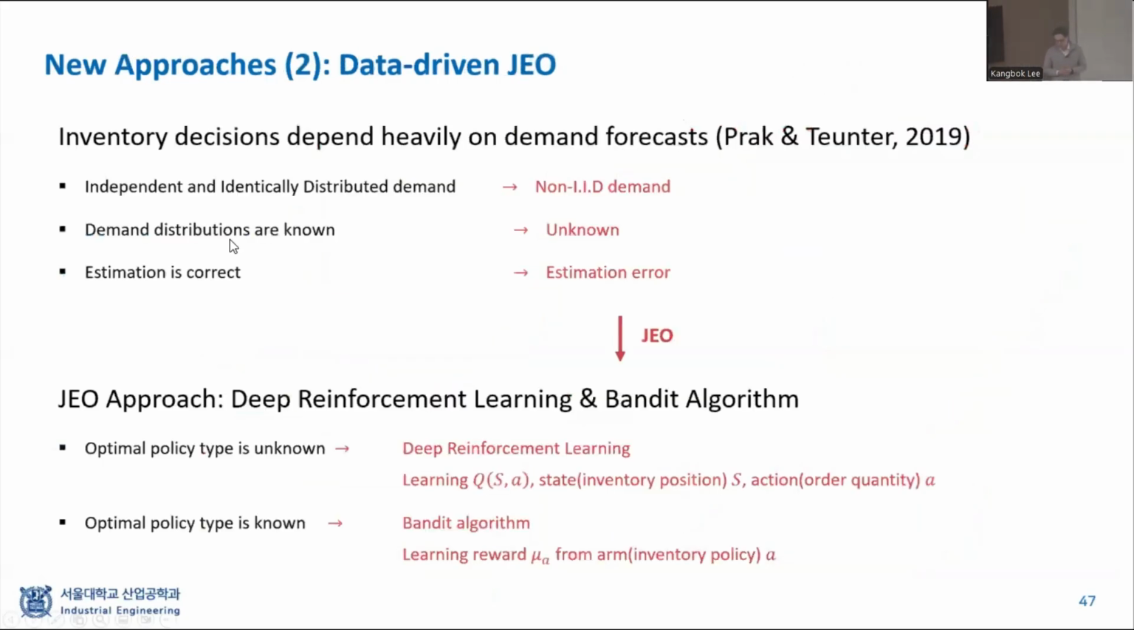Now let's revisit the same problem with a different approach, by the joint estimation and optimization.